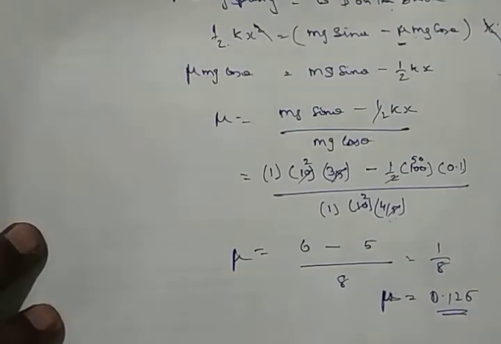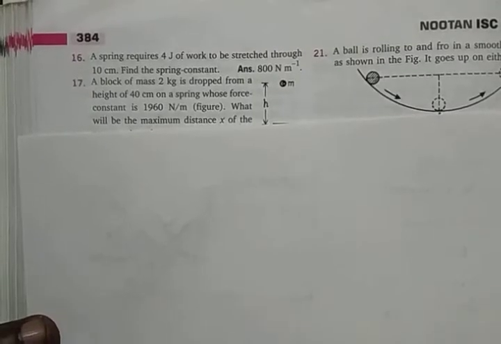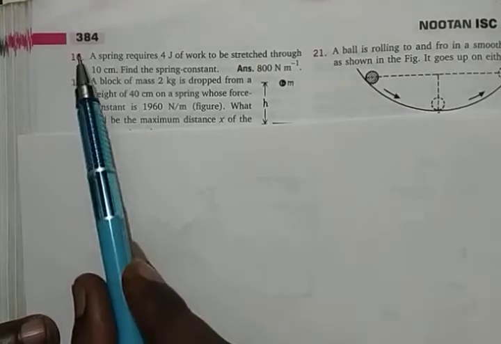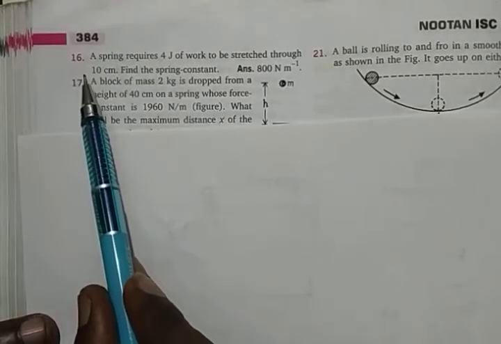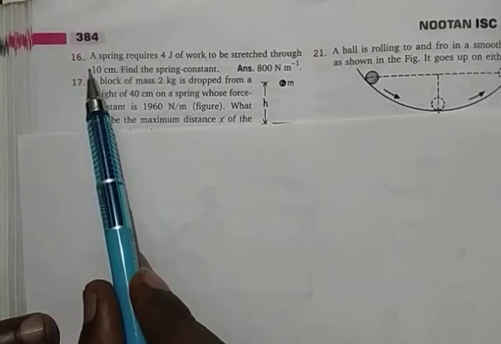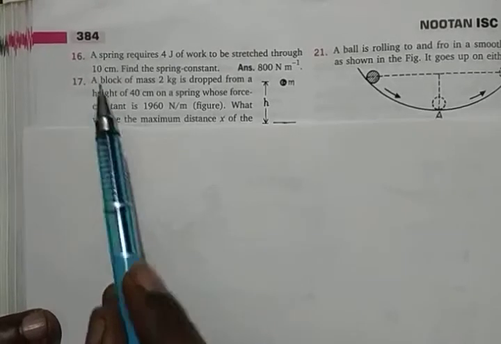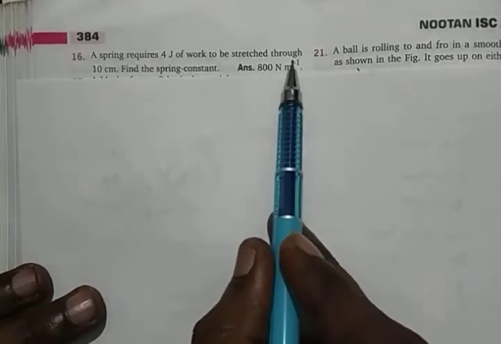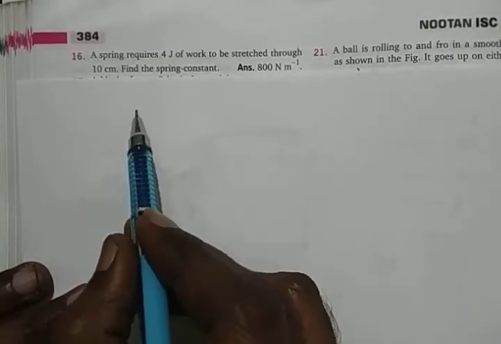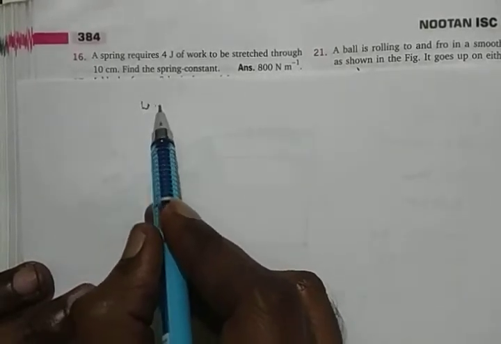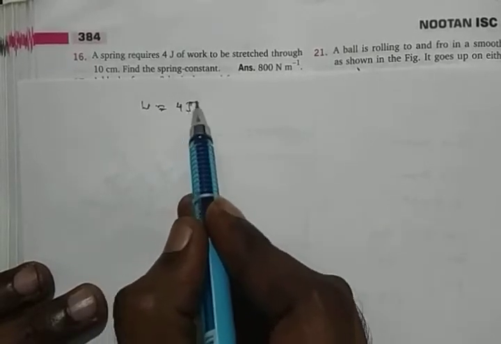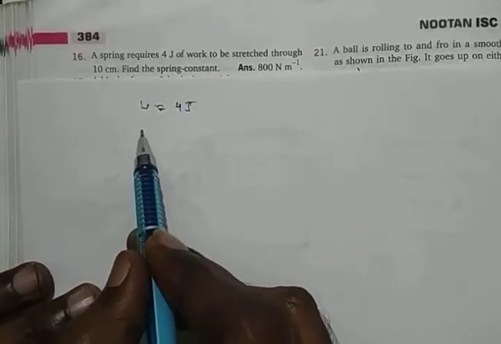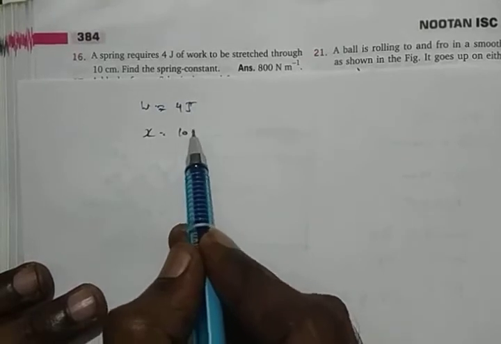We are going to the exercise questions. So turn to page number 384. We'll start with question number 16. Question number 16 is a homework for you. Take a look at this question. A spring requires 4 joules of work to be stretched through 10 centimeters. So work done is given here, 4 joules, and then it is stretched for 10 centimeters.